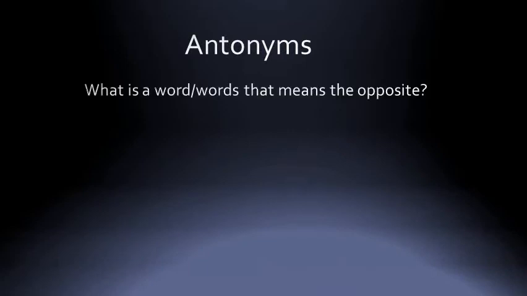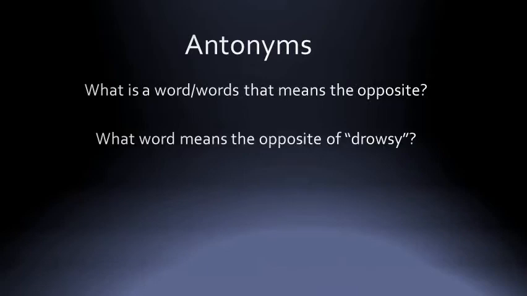The next semantic feature for an adjective is an antonym. An antonym is a word or phrase that means the opposite. A question we could ask ourselves to help us remember to say an antonym is, what word or words mean the opposite? So we could say, what word means the opposite of drowsy? And we could say alert, awake, or energetic.